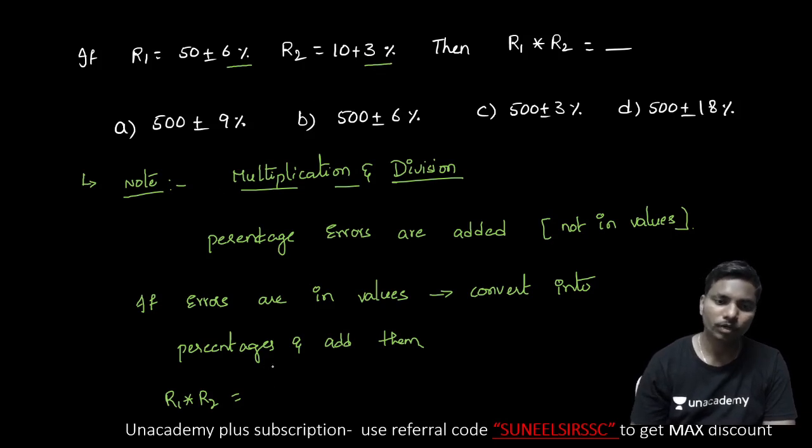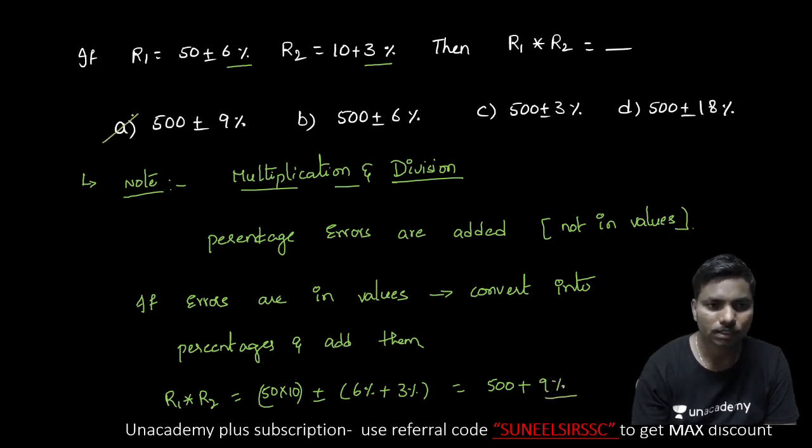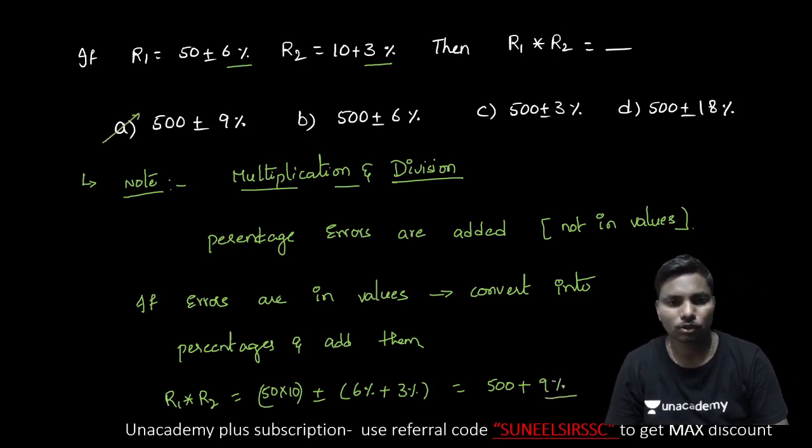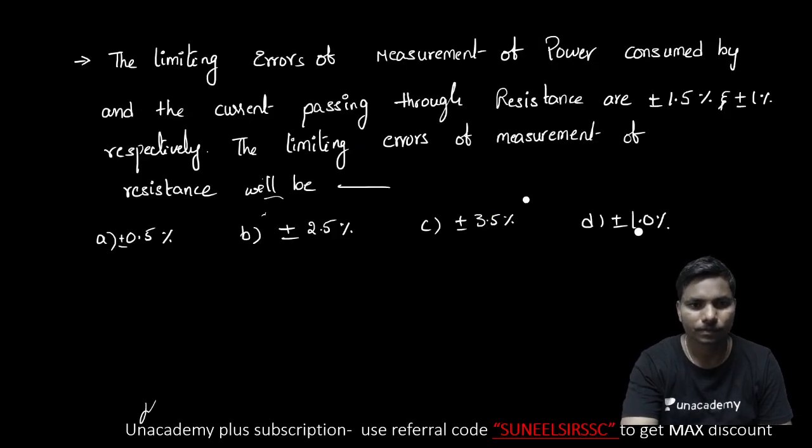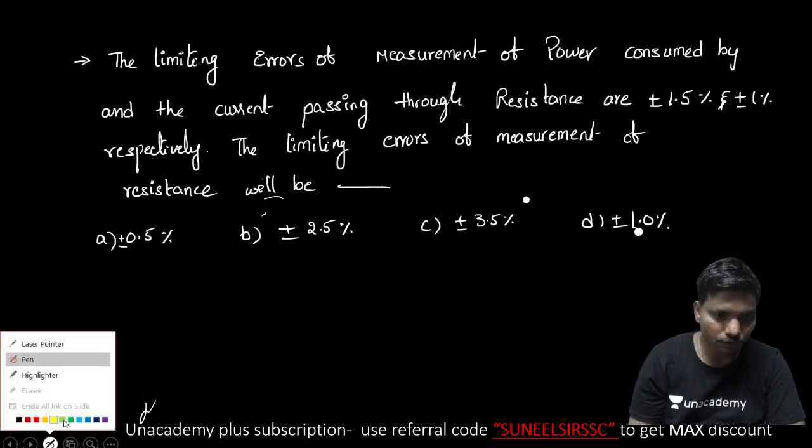50 into 10, plus or minus, percentage errors are added. 6% plus 3, that is equal to 500 plus or minus 9%. So the answer is option. Okay, that is the first question in this session.